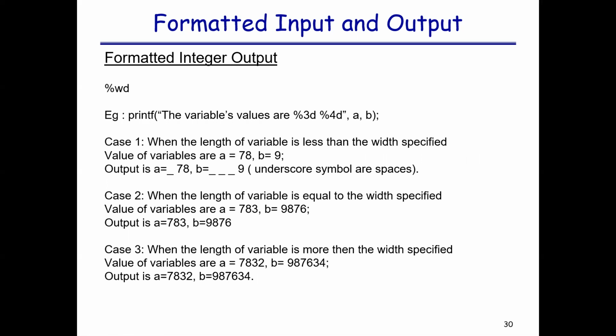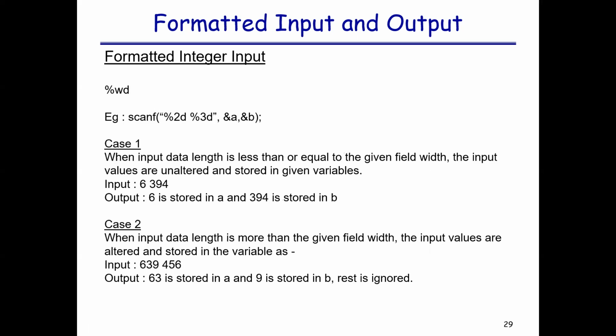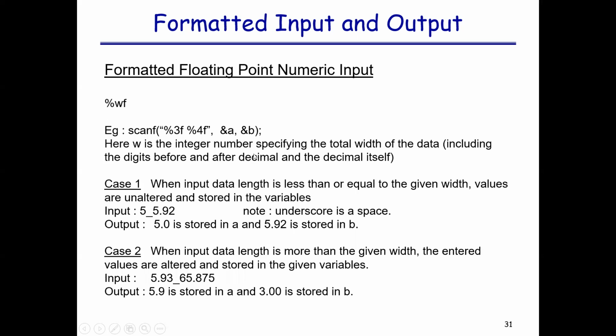Okay, fine. Now we have formatted floating point numerical input. This is the case for floating point data. It is totally different and again confusing, but if you have confusion in the previous one, then you will get a problem. So first digest the previous one, then jump in here. The syntax is the same: %wf in scanf, %3f, %4f, and A, B.